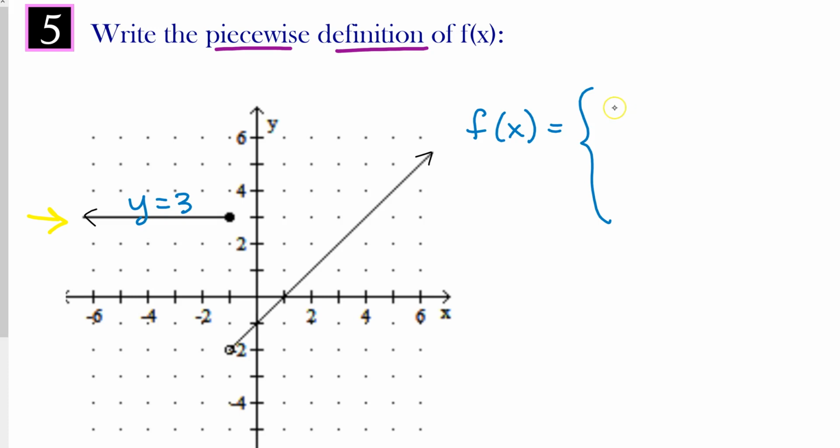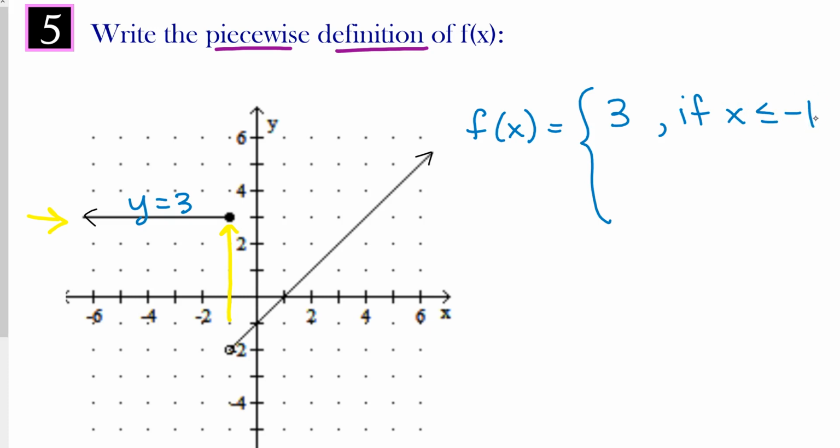We already have f of x written, so all we need to write is 3. And then we also need to know what x values to use. So it looks like it's starting at x equals -1 and then going to -infinity. So x is less than or equal to -1.